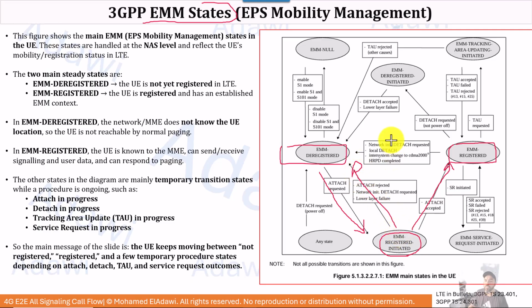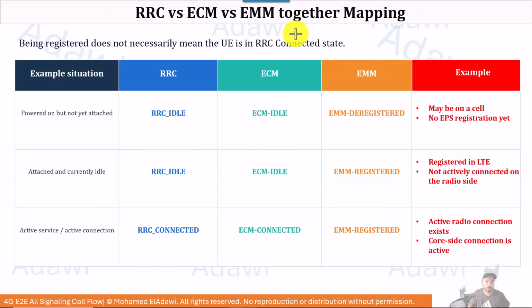So this is kind of an intermediate step between the EMM deregistered and registered. It's not very important, but I added it to have the complete figure about the EMM states as well. So this is an example of the mapping between the three states, which are RRC, ECM, and EMM, just to have a practical example which can make it easy for you to understand.